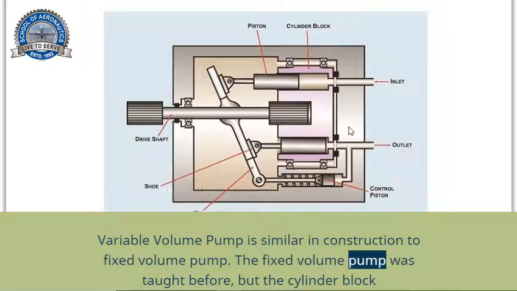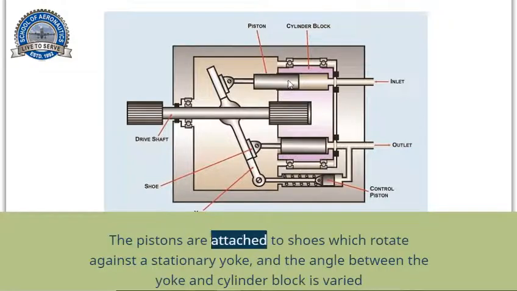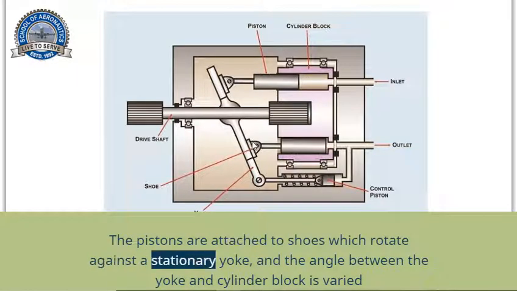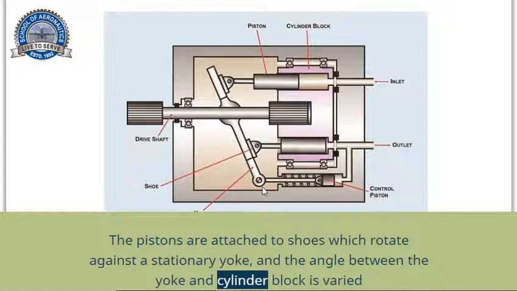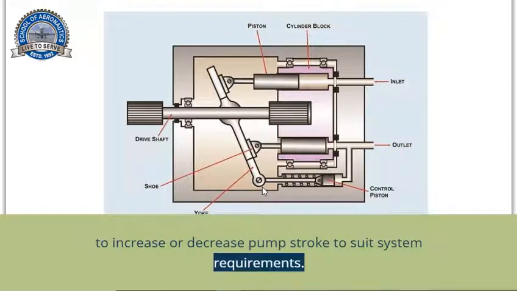Variable volume pump is similar in construction to the fixed volume pump taught before, but the cylinder block and drive shaft are coaxial and moving together. The pistons are attached to shoes which rotate against a stationary yoke, and the angle between the yoke and cylinder block is varied to increase or decrease pump stroke to suit system requirements.